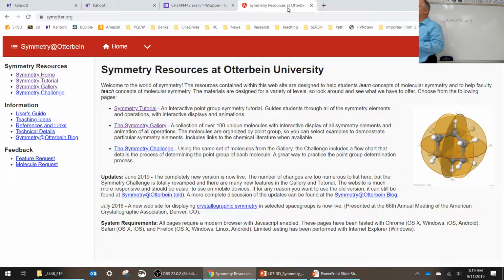This has a nice little flow chart that you can go through to find the point group, but eventually you'll want to work up to where you don't even need the flow chart, that you can just look at a molecule and compare it in your mind to a molecule that you know, and then you'll be able to assign the point group. For example, water. This molecule here is what we would call a C2V molecule, and we'll learn what that means, okay?